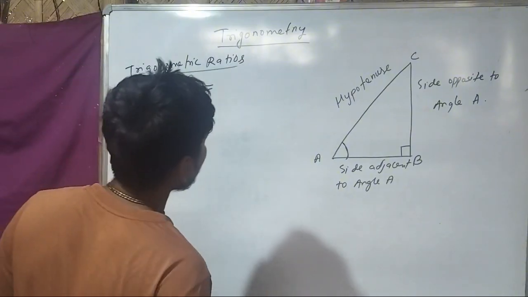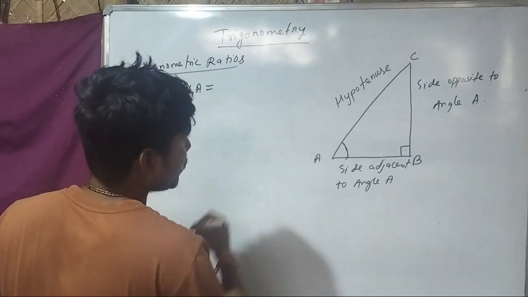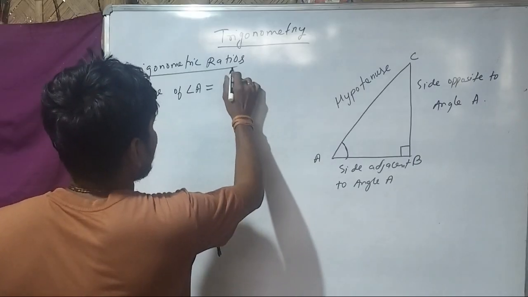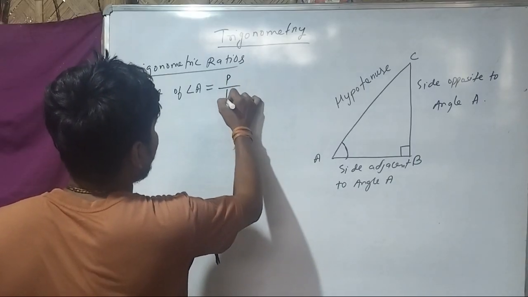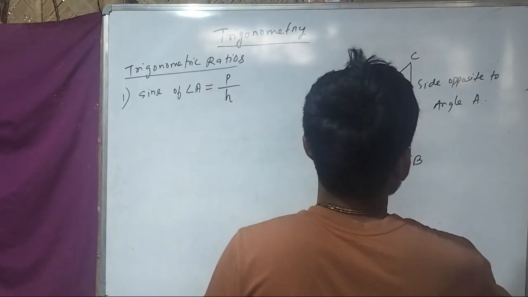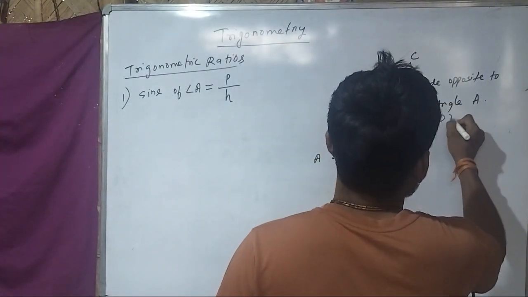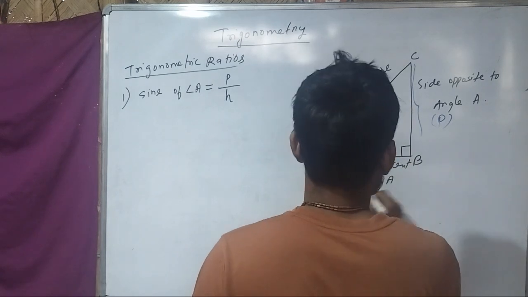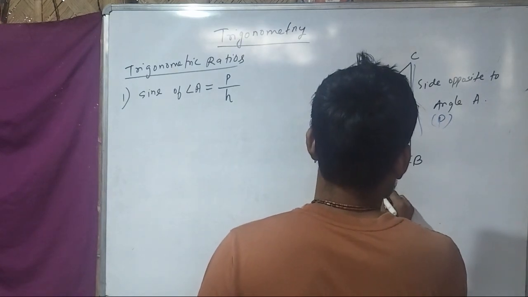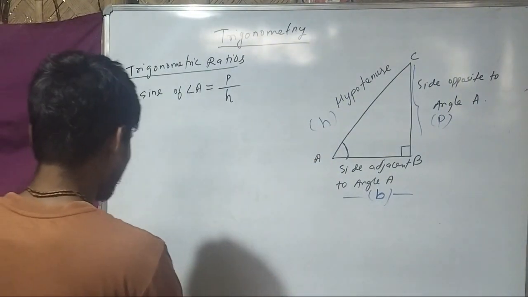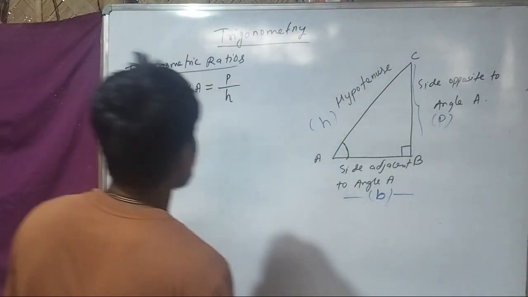What will be the sine of angle A? Sine of angle means perpendicular by hypotenuse. This can be written as P, perpendicular. This is hypotenuse H, and this can also be written as B, base. So sine is P by H, perpendicular by hypotenuse.